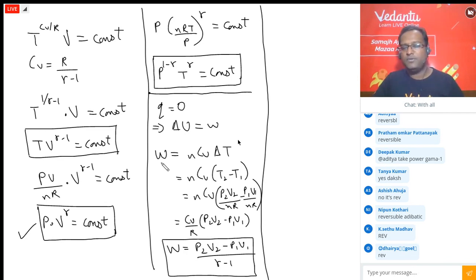So work done for an adiabatic process, for a reversible adiabatic process, will be equal to delta U. Delta U will be nCv delta T. Simple mathematical manipulations will end up with this formula: delta of PV upon gamma minus 1.